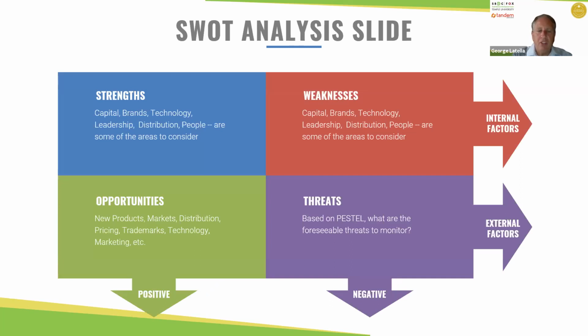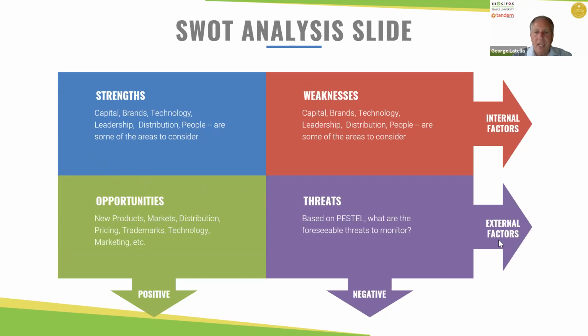So here's an example of a SWOT analysis. Again, I said strengths and weaknesses are internal, opportunities and threats are external. So here's some examples. This is not an exhaustive list of things that could be strengths. You have money, you have investors, you have a strong brand, you have proprietary technology, you have great leadership, you have great distribution, you have great people. These can also be weaknesses, okay? They can also be weaknesses.